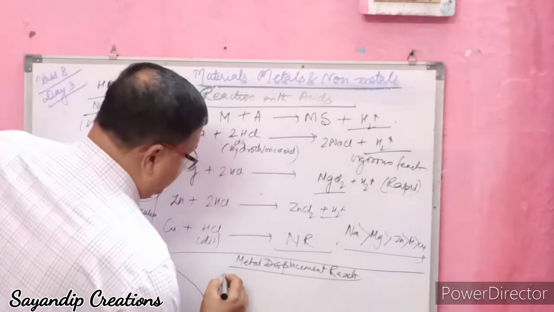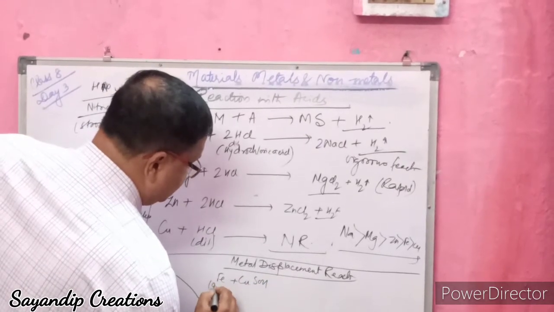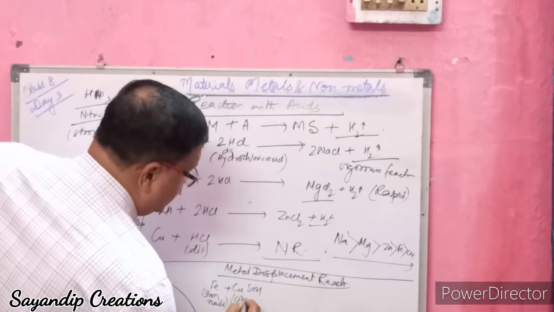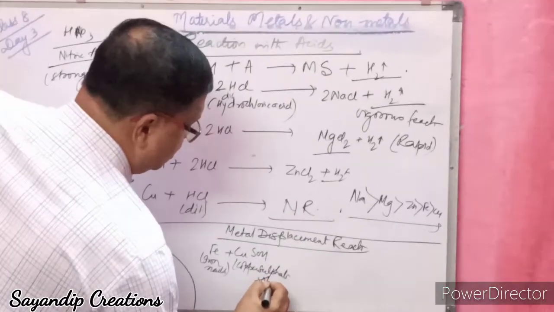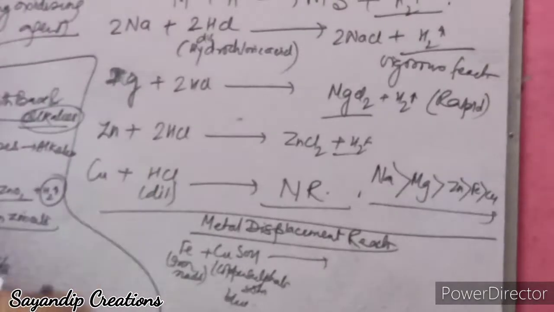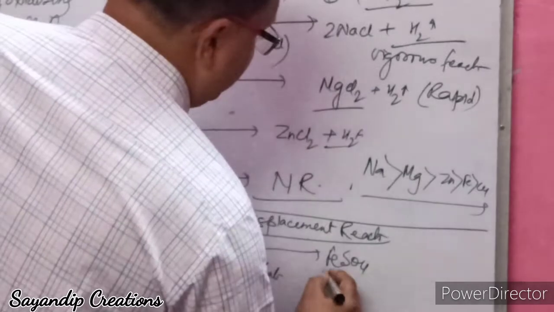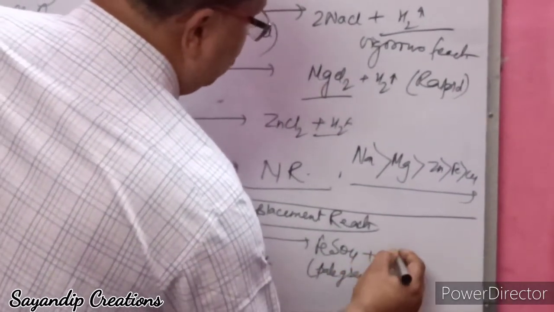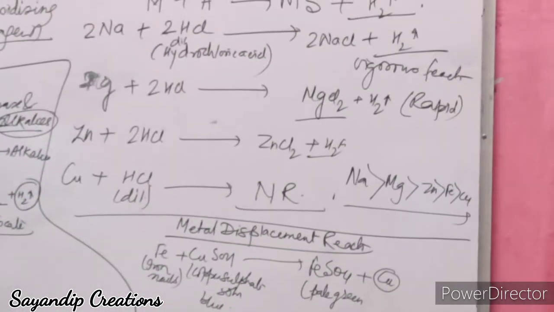If you take iron nails, and you take copper sulfate solution, which is blue in color, you add the iron nails and keep it. After some time you will see the color of the copper sulfate solution turns pale green, and over the iron nail you will see a brown copper deposit.